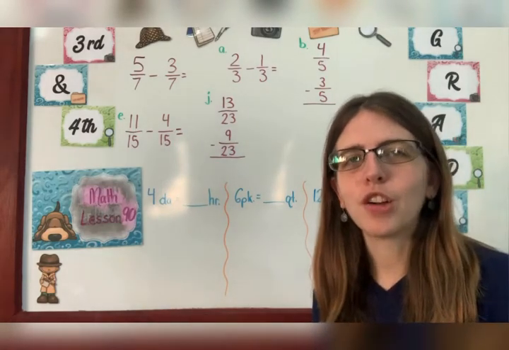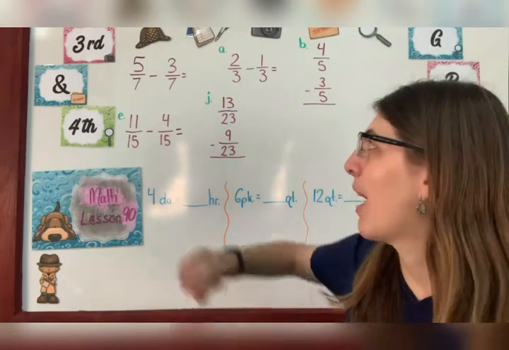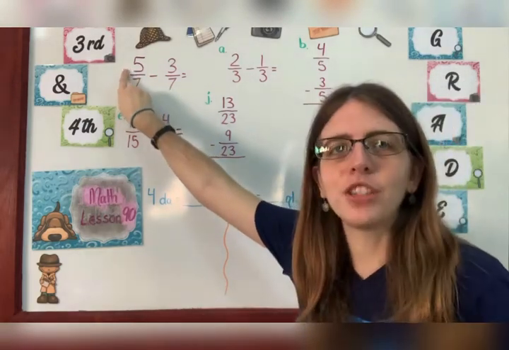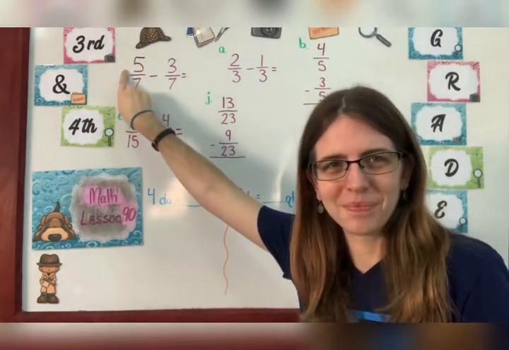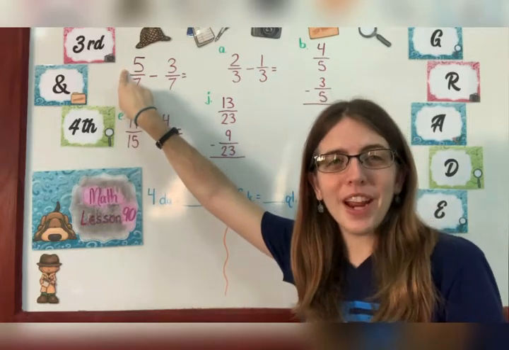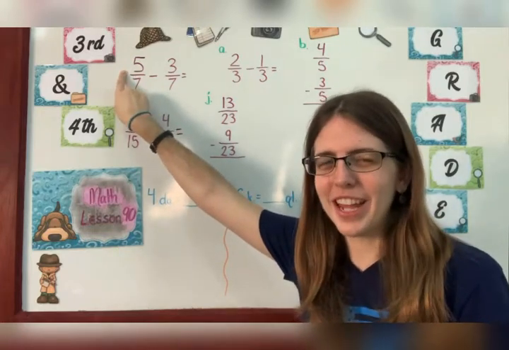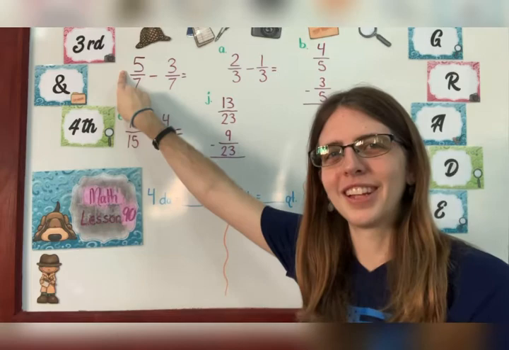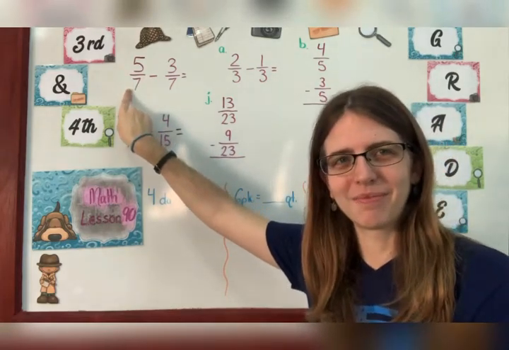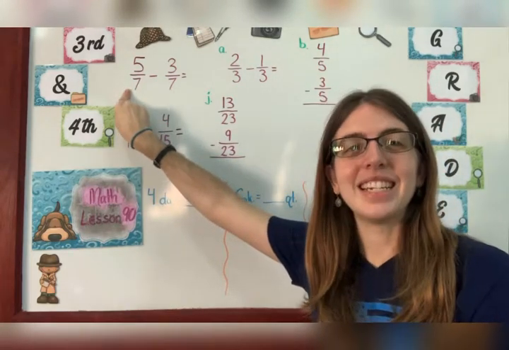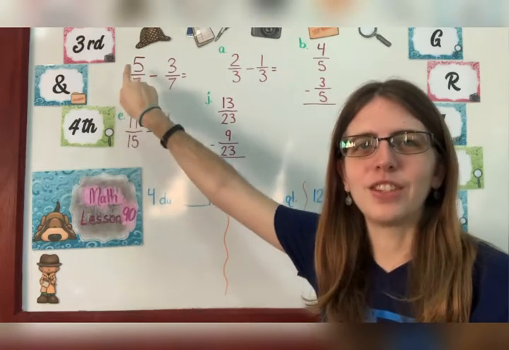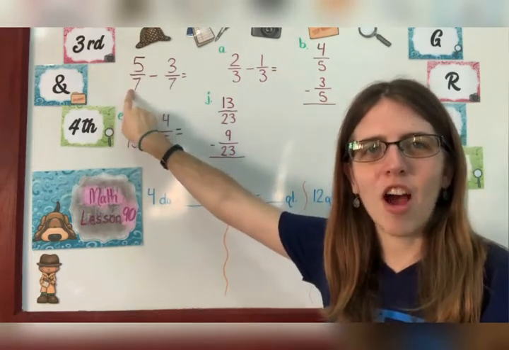So remember, there are two parts to a fraction. You have the number at the very top, which is called the numerator. Did you remember that? If you did, good job. Give yourself a pat on the back. And what's the bottom number called? Denominator. Very good. So the numerator and the denominator.